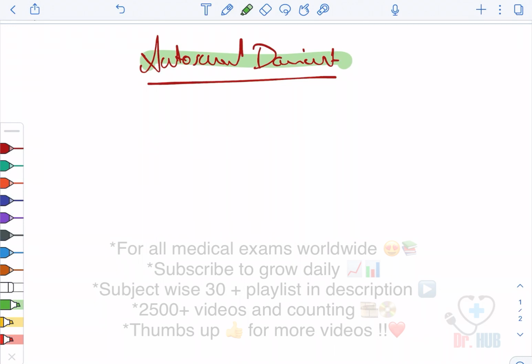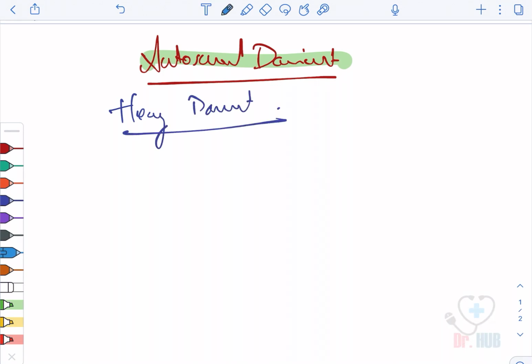Autosomal dominant. This includes the mnemonic "heavy dominant." Heavy dominant is one mnemonic to remember, but as we discuss more diseases, it will become very spontaneous for us to recognize what disorder it is or what inheritance pattern it is.